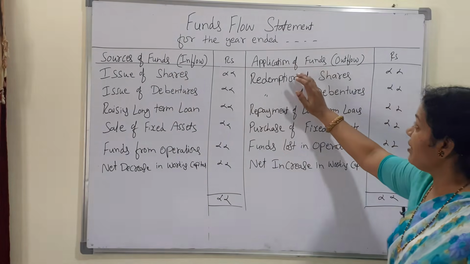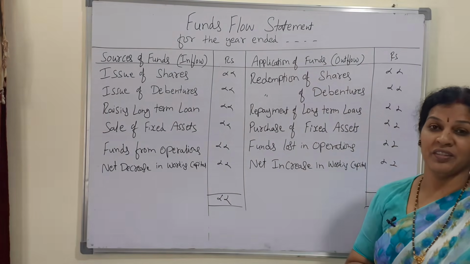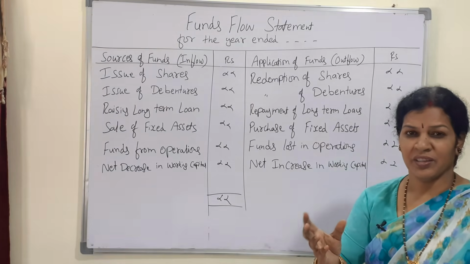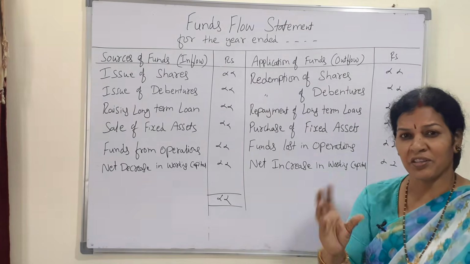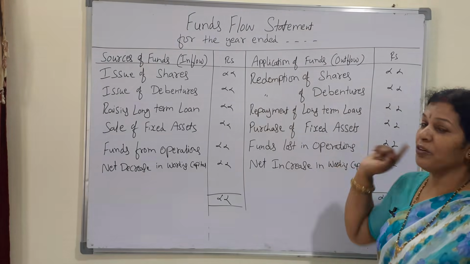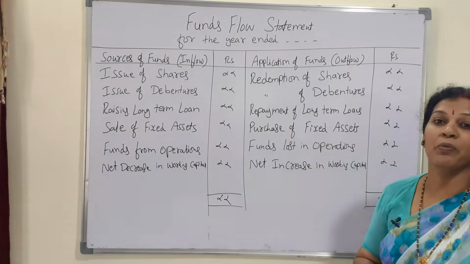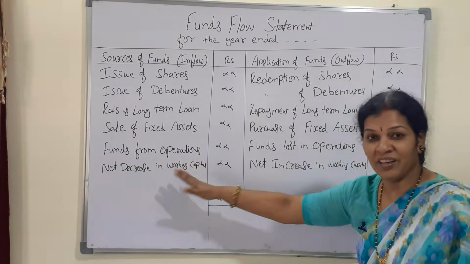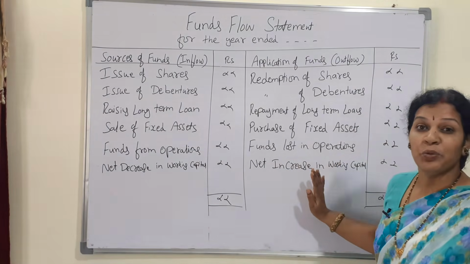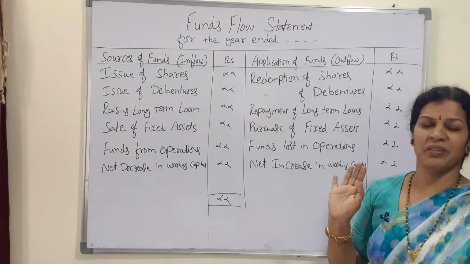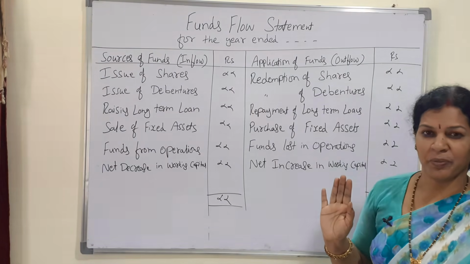And the other side, application of funds. Application, how we are spending these funds. ये funds को कैसे खर्च कर रहे हम, कैसे spend कर रहे हैं. That is application of funds. This we call an outflow also, means how it is going out. Funds coming inside, how funds are going outside. Inflow, outflow. Just remember this. Easy to understand the proforma.